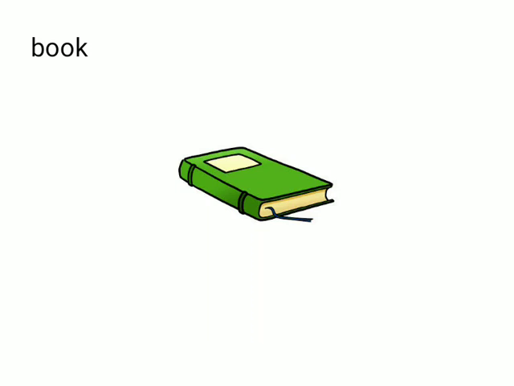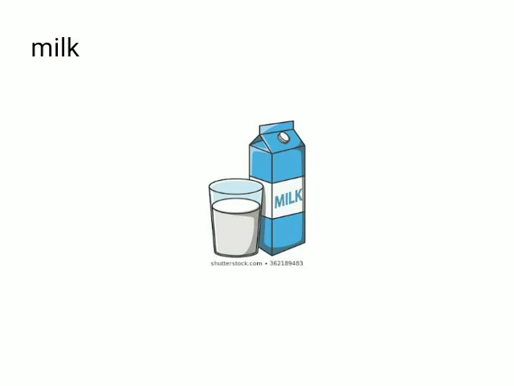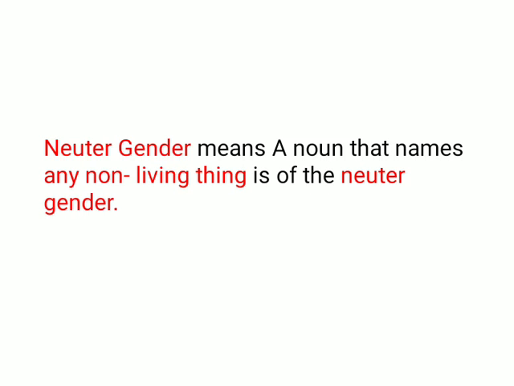Book. Milk. Now in this, both book and milk are neuter gender. Yes, neuter gender. Very important. Listen. Neuter gender means a noun that names any non-living thing is of the neuter gender. I repeat again. Neuter gender means a noun that names any non-living thing is of the neuter gender.